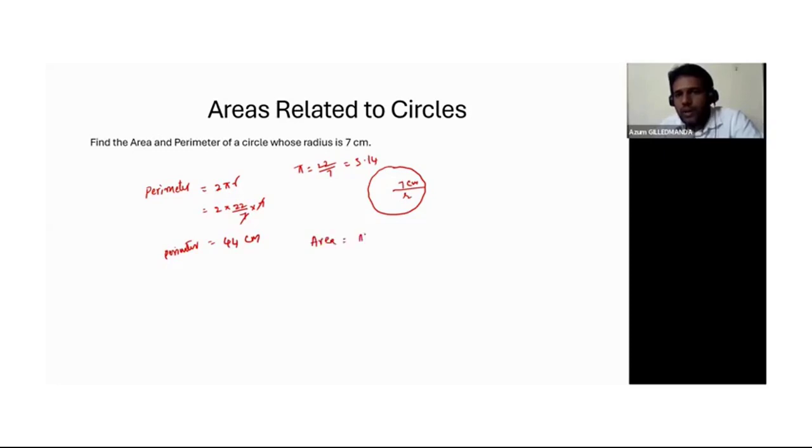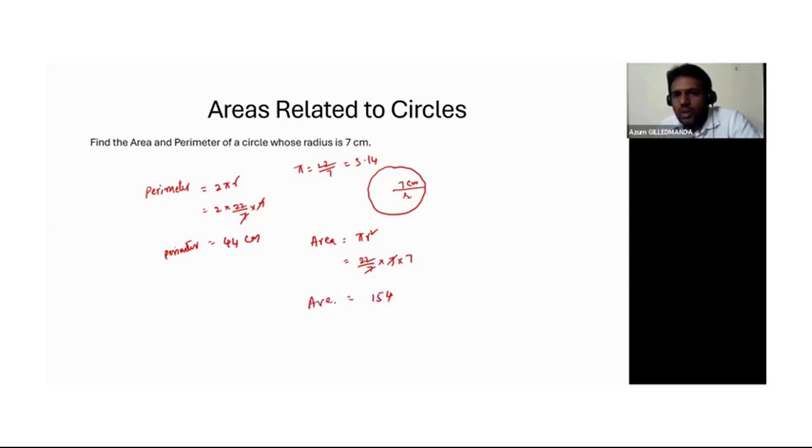Now, the other thing we can find is the area. So what's the formula for area? Pi r square. So what is pi value? 22 by 7. r square means r is 7 here, so 7 into 7. This 7 I can cut. So 22 into 7. 7 2s are 14. So 154.